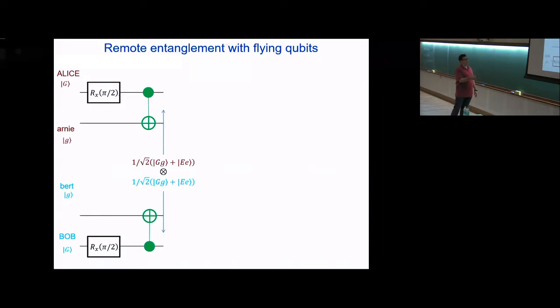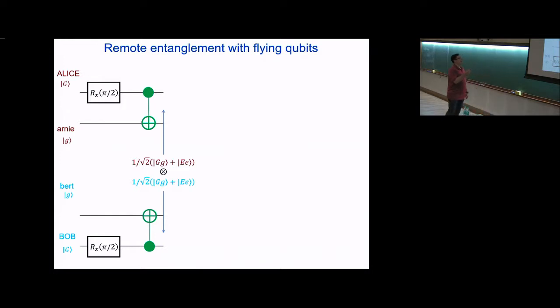Bert's going to be entangled with Bob. Arnie's going to be entangled with Alice, and then they're going to fly away off to some measurement apparatus. So these are flying, these are stationary. This is a very standard 2-qubit remote entanglement protocol. What I do is I first take Bob from G to the superposition of G plus E, so I put him in a maximally superposed state.